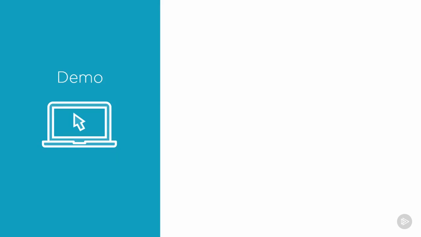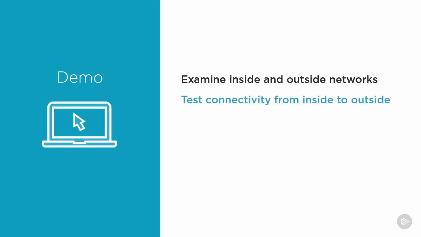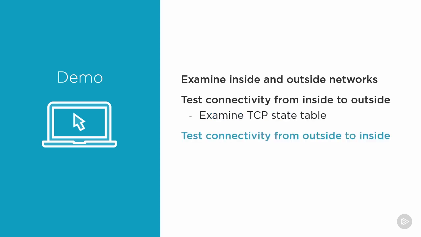Let's move into our demonstration. In this demonstration, I'd like to examine our inside and outside networks and take a look at the security levels and trustworthiness associated with each side. I'd like to test connectivity from the inside to the outside by browsing to a website and then examining the TCP state table on the firewall to show that the firewall is maintaining the state of that session.